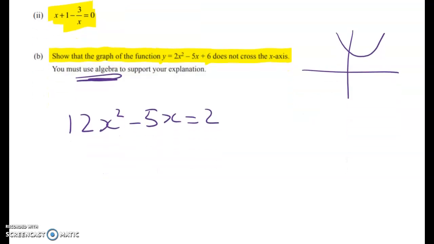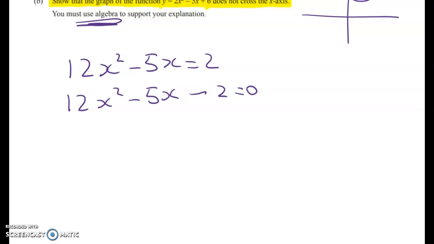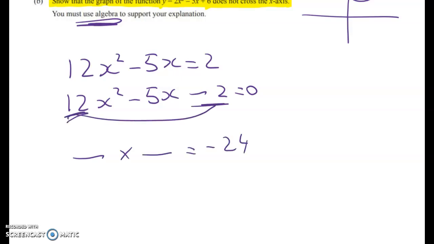As you know, to solve a quadratic, the best way to go is to get everything onto one side and have it equaling 0. Now, if we look at this one, we can't factorize it that easily, but we can if we do grouping. So something times something equals negative 24, and something plus something equals negative 5. Two numbers that multiply to give me negative 24 and have a gap of 5.